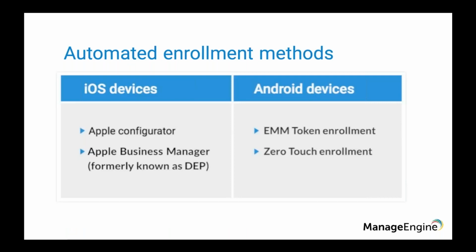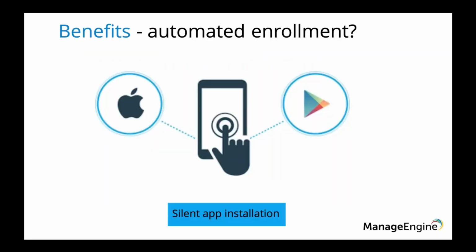So that's why we have brought in certain automated enrollment methods into the solution itself, or more we could say adopted the system. For iOS devices, we have the Apple Configurator enrollment and the Apple Business Manager enrollment. For Android, we have EMM token enrollment and the Zero Touch enrollment. First, we would see how the manual process goes for your Apple and Android devices.